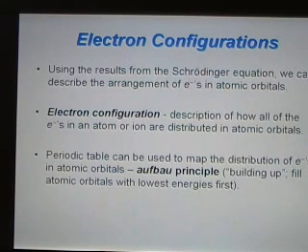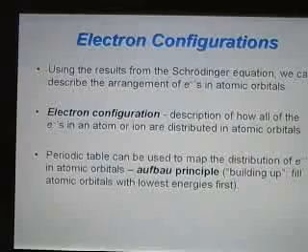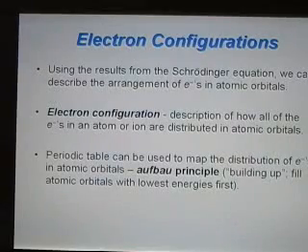We can use the periodic table to map the distribution of electrons in these atomic orbitals. And this is based upon an idea known as the Aufbau principle, which means building up. You fill atomic orbitals with the lowest energies first.